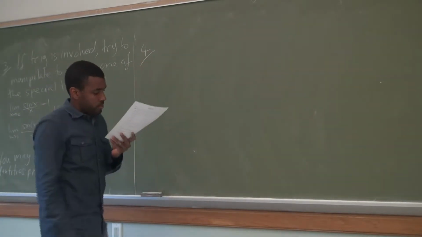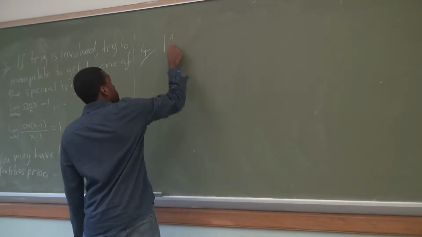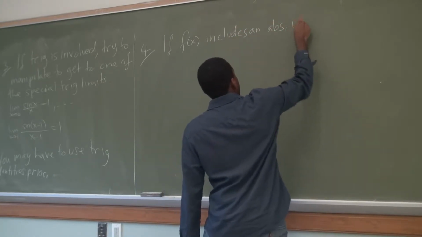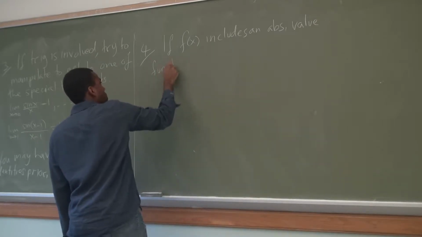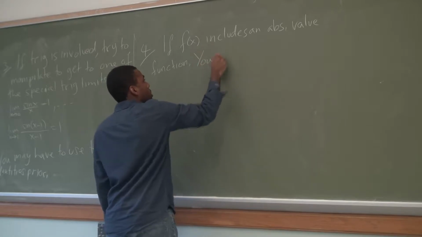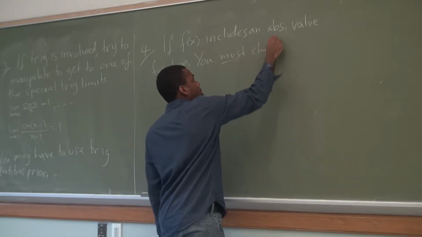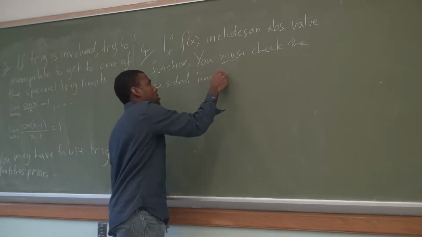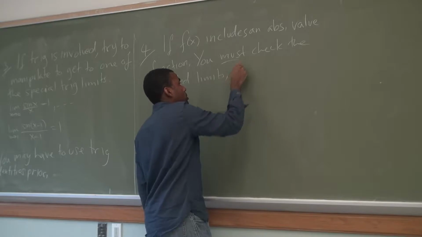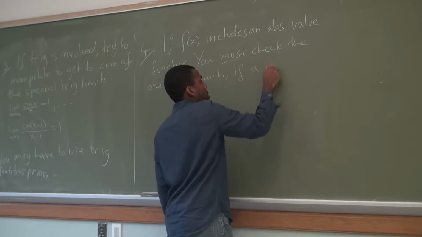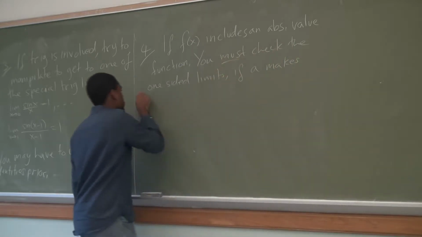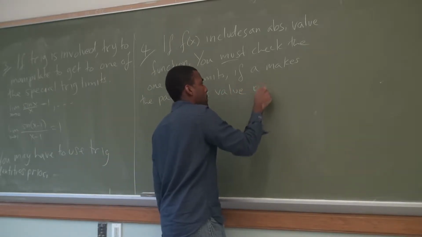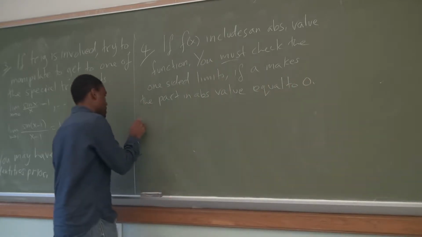Case 4. If f of x includes an absolute value, you must check the one-sided limits. All right, so example.